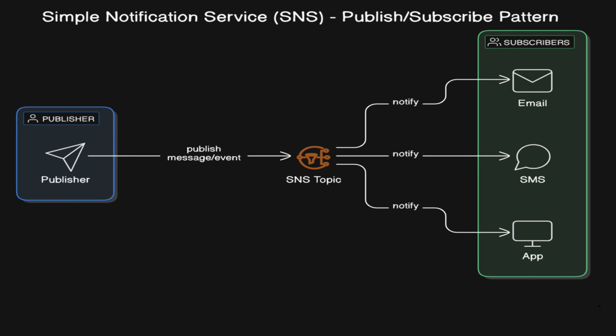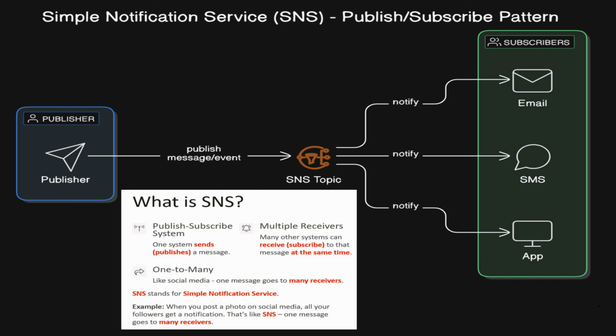Here you can see the diagram of Simple Notification Service or SNS. Here you can see three participants: publisher, SNS topic, and subscribers. Publisher publishes a message or event to the SNS topic, and the SNS topic notifies all the subscribers. Subscribers can be email, SMS, or applications.